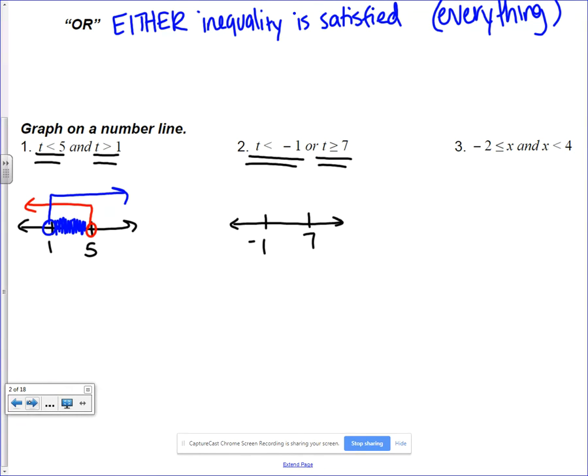What kind of circle is going to go on this -1? Open, and which way am I going to shade? To the left. What kind of circle is going to go on the 7? And we're going to shade to the right. Now, folks, is this an and problem or an or problem? Or. So does that mean the overlap or everything? Everything. So, folks, that's it. Everything that's shaded is an answer.